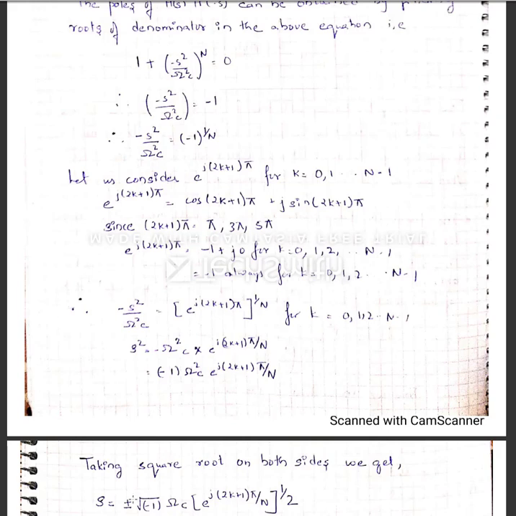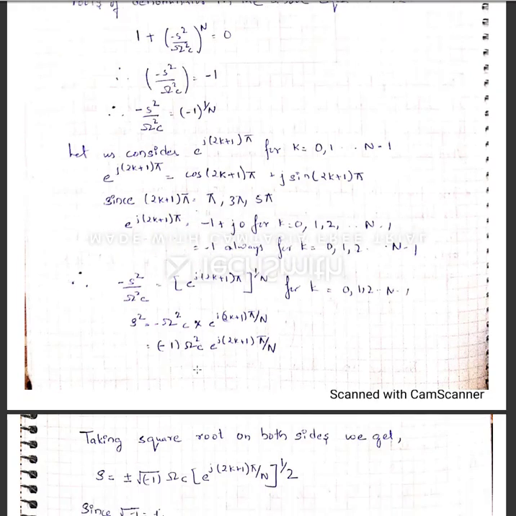Clear? Okay. Now we had this, right? Minus s square by omega c square equals minus 1 to the power 1 by n. Correct? Now instead of this minus 1, we can substitute e to the power j(2k plus 1) pi. So we have written (e to the power j(2k plus 1) pi) whole to the power 1 by n, for the value of k equal to 0, 1 to n minus 1. Okay. So again, taking this s square here, taking the denominator to the right hand side, omega c square into e to the power j(2k plus 1) pi by n. You have taken this pi out, and this minus is also taken to this side. So omega c square.